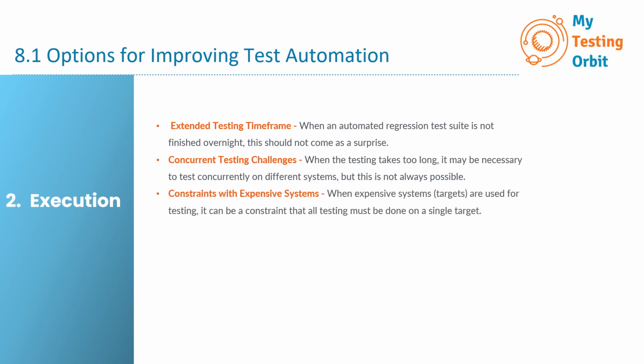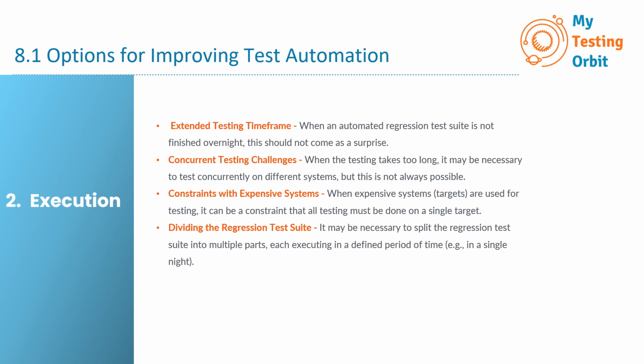Then we have constraints with expensive systems. When expensive system targets are used for testing, it can be a constraint that all testing must be done on a single target. Let's try to understand this one. If you are developing a mobile app, let's say, that needs to be tested on the latest smartphones from different manufacturers, but these devices are expensive to purchase, and due to budget constraints, you can only afford one device for testing, it will extend the testing cycles, as all the tests now need to be conducted sequentially on this single device.